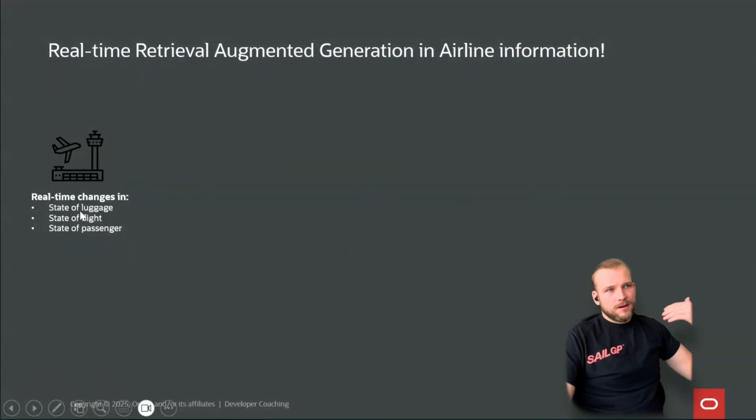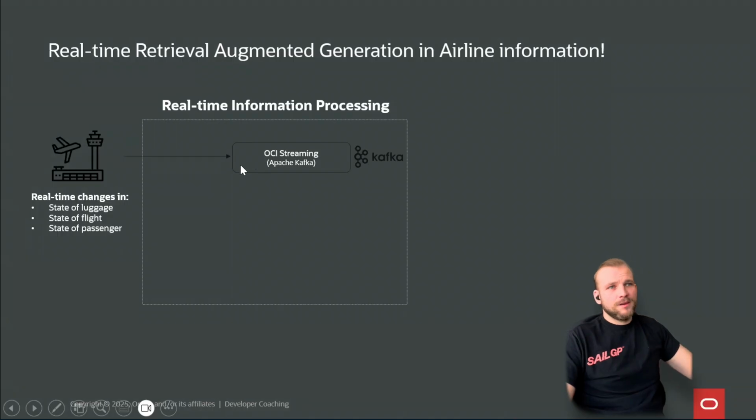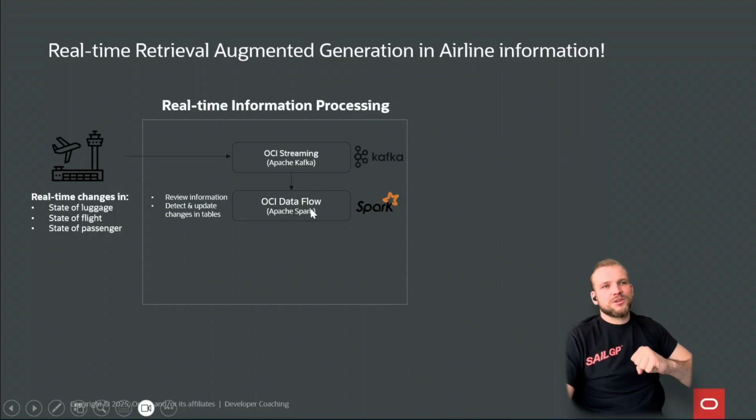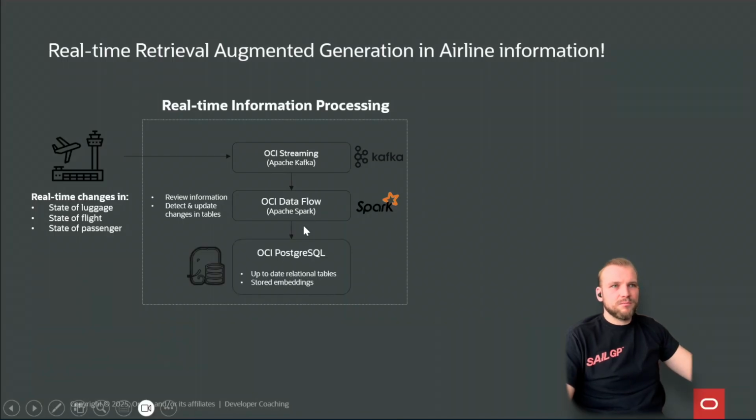So we went with real-time or near real-time changes in the state of luggage, flight, and passenger. We injected that data into OCI Streaming, then processed the changes once again, took the passenger information from the autonomous database to enrich that information, split that into the 3 different tables, and ultimately saved it in PostgreSQL.